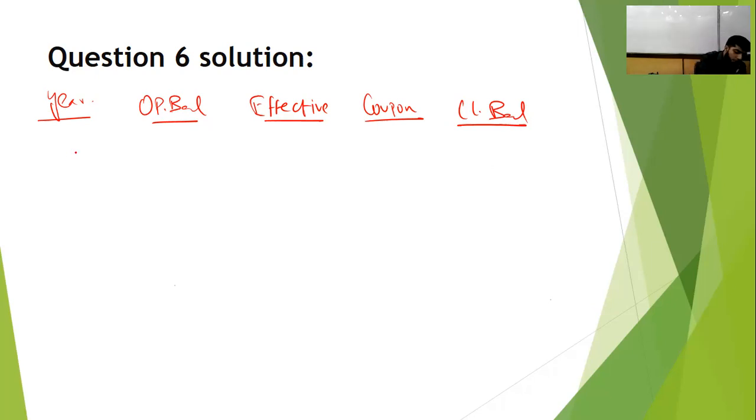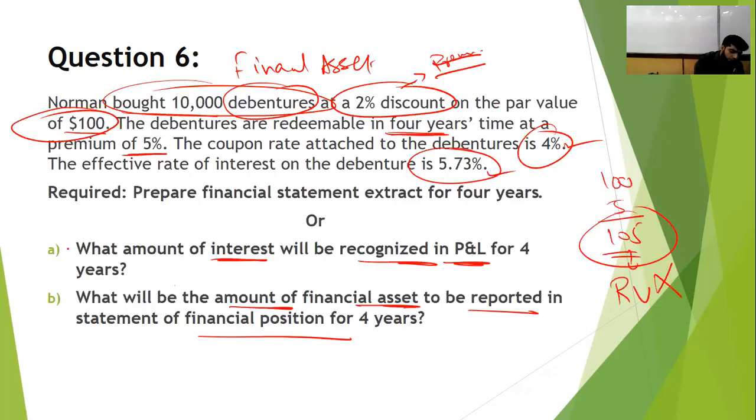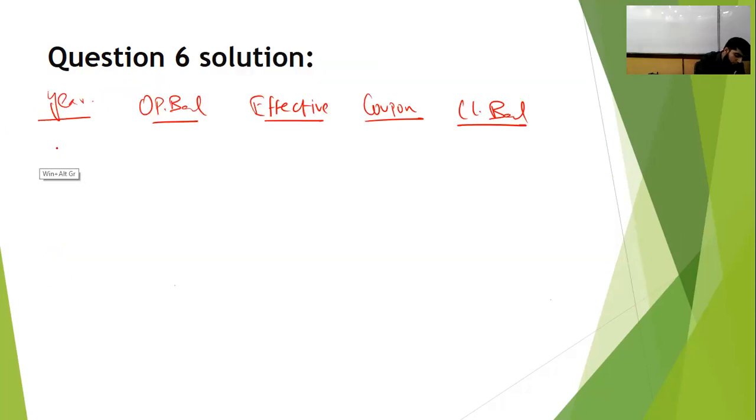Now let's start. First of all, let me identify the tenure or maturity of this bond or debenture. How many years is it? That is 4 years. So we'll be preparing the table for 4 years: year one, year two, year three, and year four. Now, what is the opening balance? Opening balance is the amount of investment you have made in the debenture.